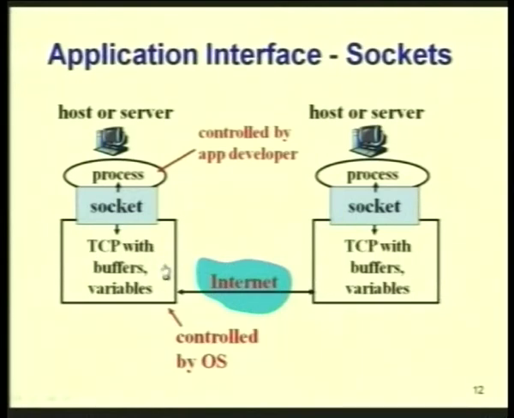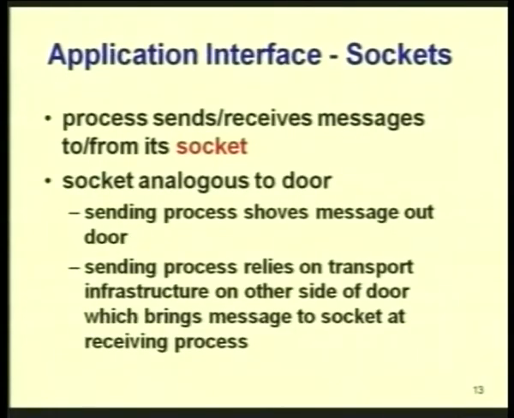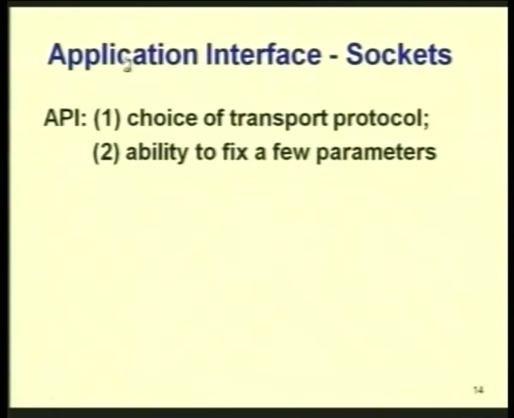So, choosing between TCP or UDP is something that needs to be done, as to which protocol is to be used. Which is why we say the choice of transport layer protocol is one of the aspects of the API, and the ability to fix a few other parameters. Again, it would depend on whether we are using UDP or TCP. So, typically we talk about UDP sockets and TCP sockets. A UDP socket is used when you want to use the UDP protocol. A TCP socket is used to use the TCP protocol.